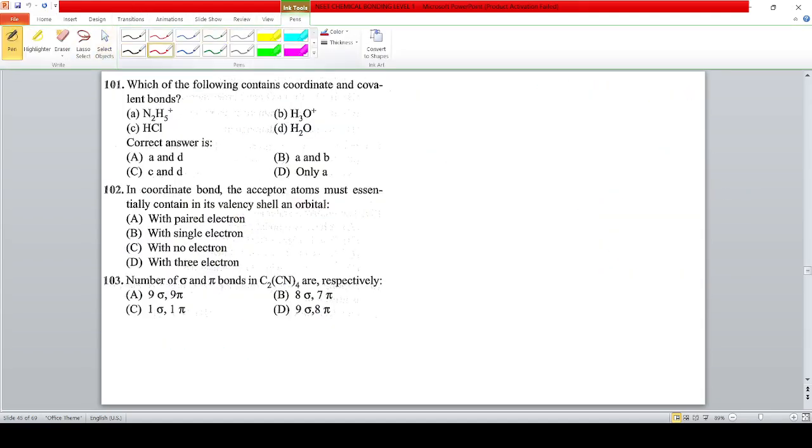Which of the following contains coordinate as well as covalent bonds? Look at this compound, N2H5 plus. This is nothing but hydrazine's version. NH2, NH2, this is hydrazine, in which each nitrogen has a lone pair. If an H plus comes here, this nitrogen will donate the electron pair to H plus, and this nitrogen will become positive. This is nothing but N2H5 plus.